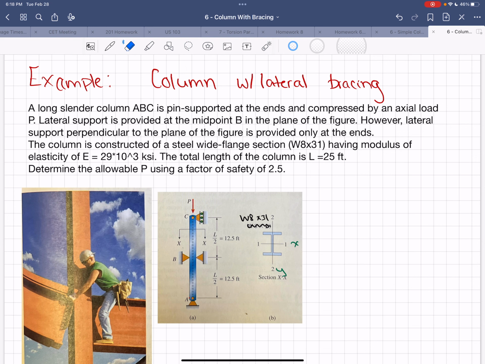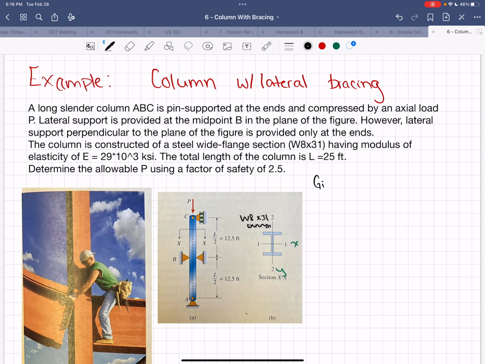The column is constructed of a steel wide flange section. It's a W8 by 31, and it has a modulus of elasticity of 29 times 10 to the third ksi. The total length is 25 feet, and we're supposed to find the allowable P using a factor of safety of 2.5. So we have a bunch going on here. Let's start with our givens and work our way through it.